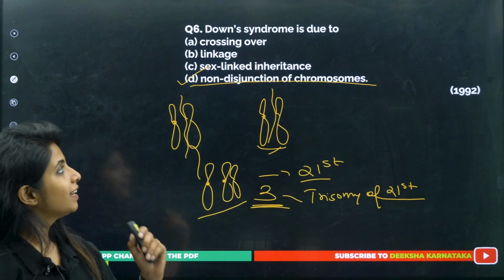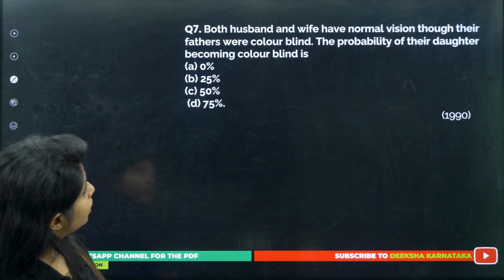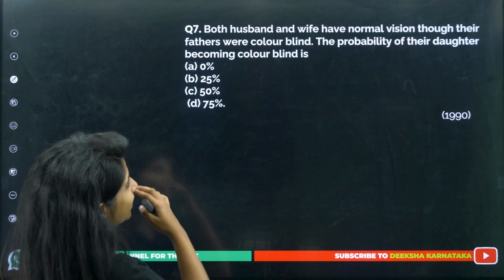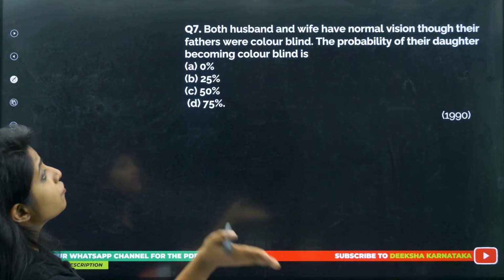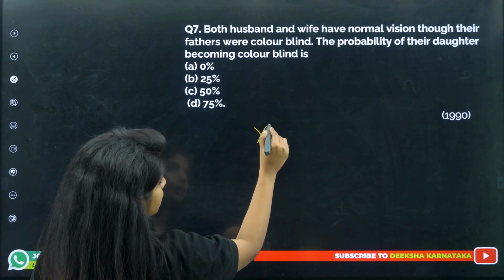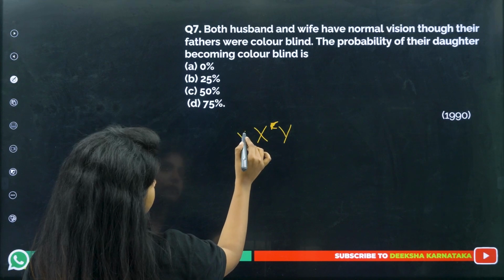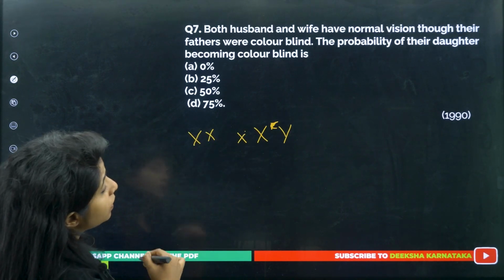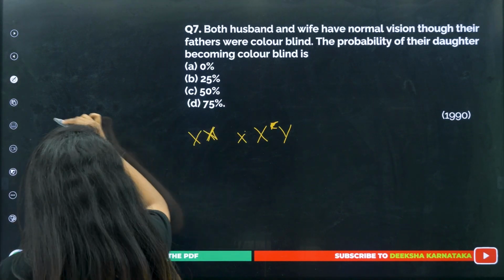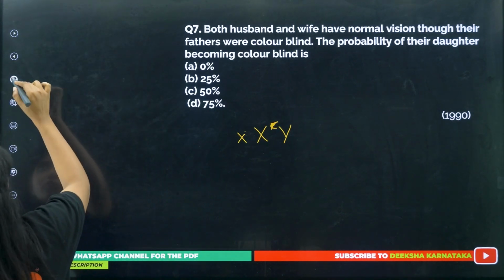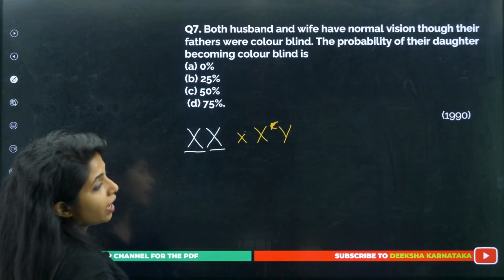Question number 6. Going ahead. Both husband and wife have normal vision though their fathers were colorblind. So let's make it: father is colorblind. And they are saying that husband and wife both are having normal vision. So if the husband has to have normal vision, forget about the wife as of now, that means the X chromosome has to be normal.